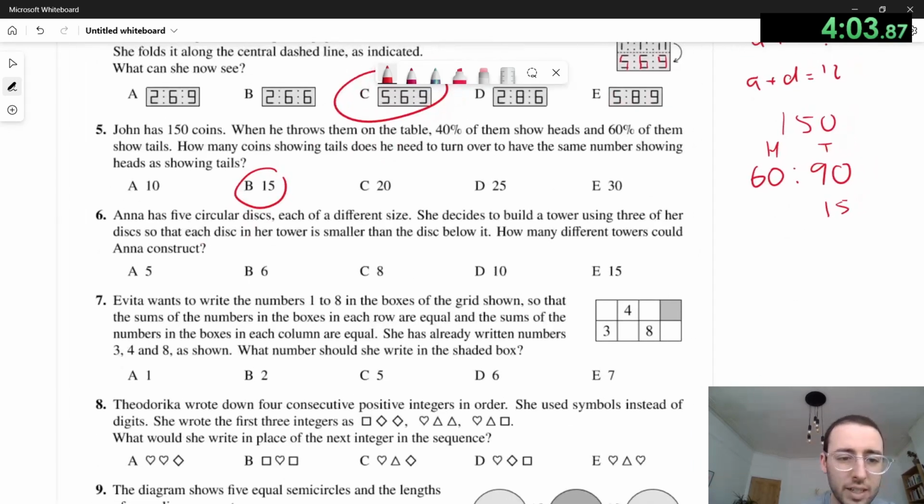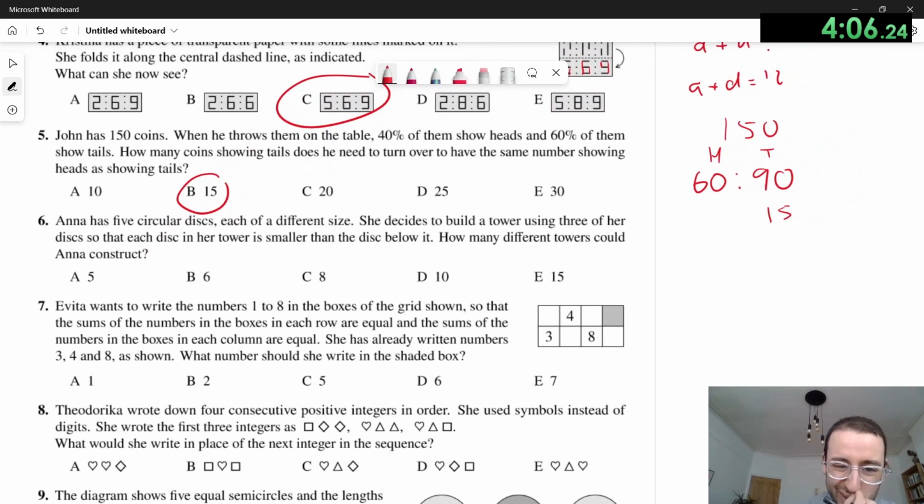Okay, that's not bad. She has 5 circular discs, each of different sizes. She decides to build a tower using 3 of her discs. Each disc is smaller than the disc below it. How many different towers can she build using 3 of her discs? Okay, so we've got A, B, C, D, E, like this. If you start with A, then there are 1, 2, 3, 4 options for this one, and then 3 options for that one.